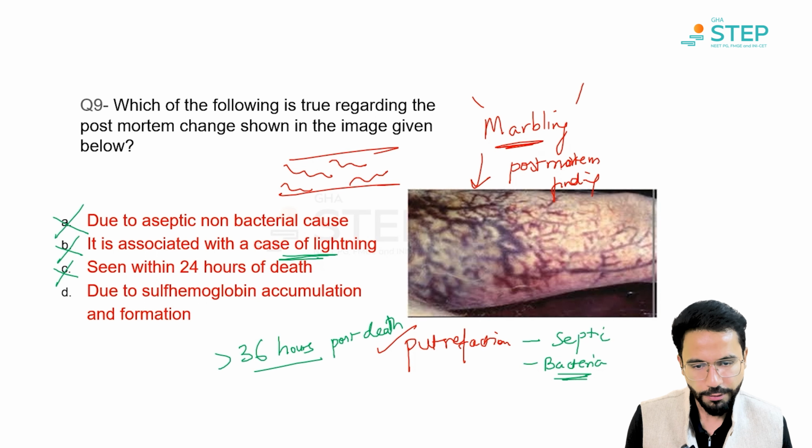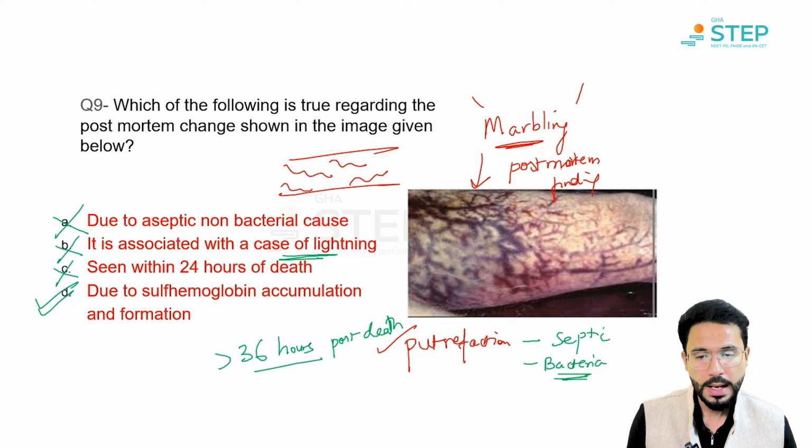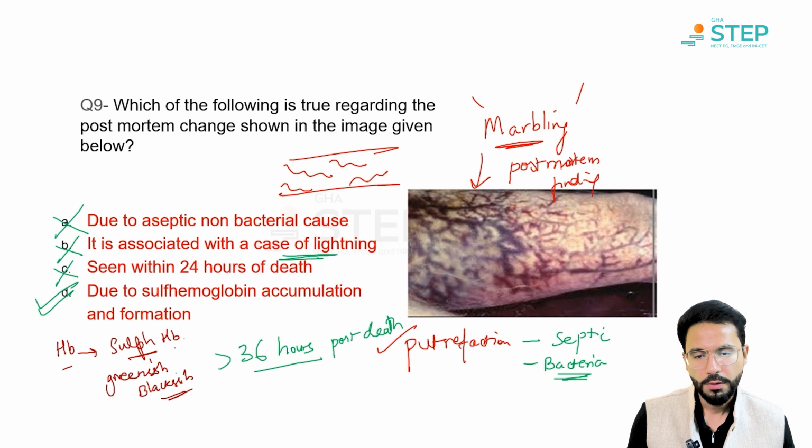It is due to sulfhemoglobin accumulation and formation. So very correct in saying that, because this bacteria will eventually cause hemoglobin conversion to sulfhemoglobin, and this will be the cause of this greenish blackish formation because of the gases building up inside.